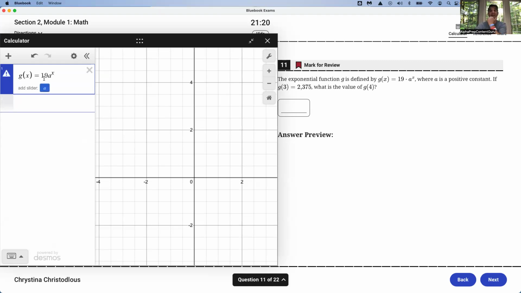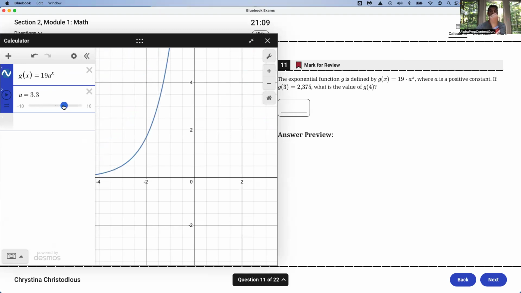All I did was put in g of x equals 19 times a raised to the x. We don't know what a is, so I'm going to let a be a slider. That just means as a changes, the whole graph changes. In addition to that, I know I'm looking for g of 3, and that has to equal 2,375. So watch how cool this is.